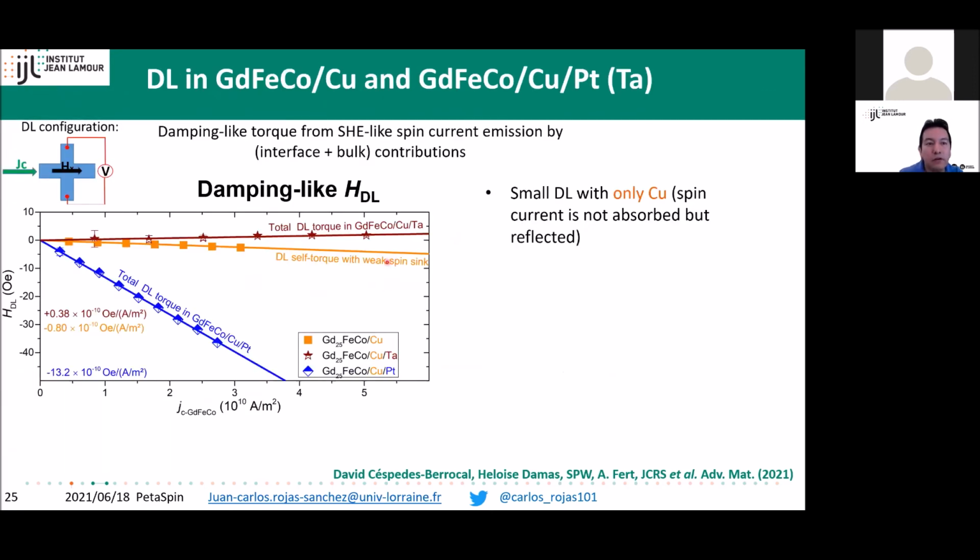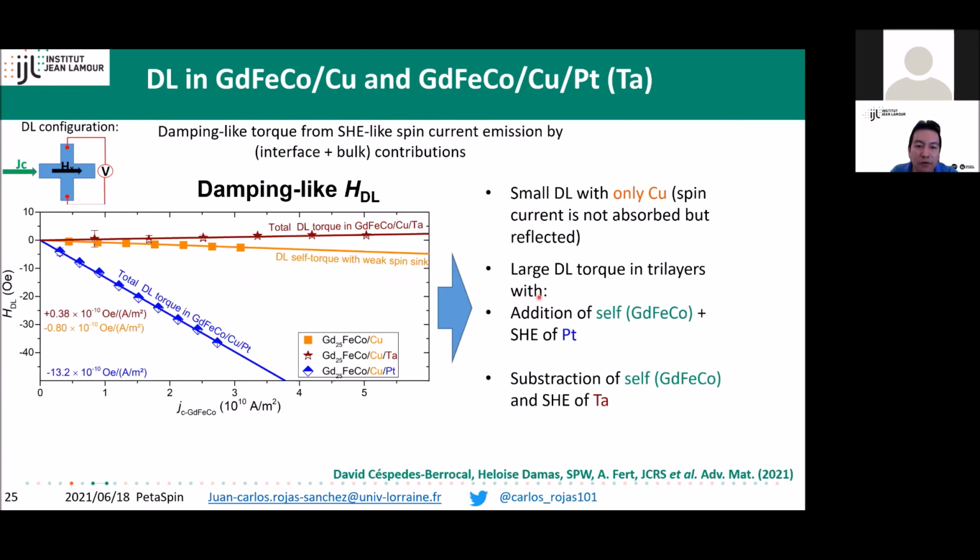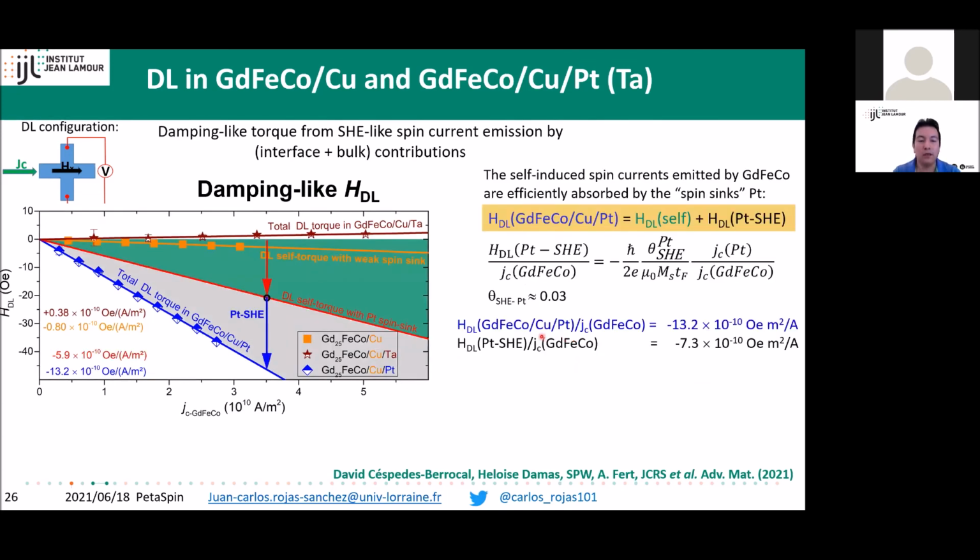And here, the main result of three systems: gadolinium iron cobalt copper with only copper, very weak signal; with tantalum, very weak, slightly positive; and with platinum, much larger, and here the slope is negative, opposite to tantalum. So what we say here is that, as already told you, with tantalum and platinum, we have a good spin sink layer in addition to gadolinium iron cobalt copper. So we enhance the spin torque. But of course, platinum and tantalum contribute to the spin Hall effect too. In order to analyze that, I will focus on the case of platinum. It's not difficult.